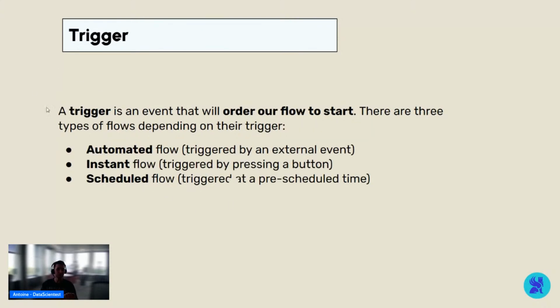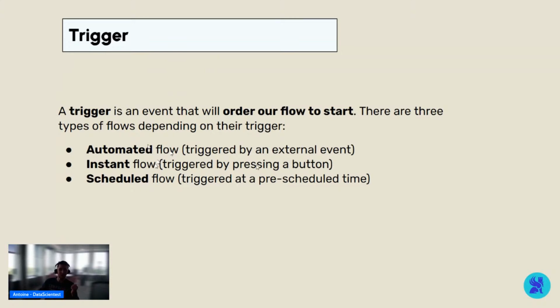So what is a trigger? A trigger is an event that will order our flow to start. It gives an order to the flow to start. There are 3 types of flows depending on their trigger. We can talk about automated flow. An automated flow is when the flow is triggered by an external event. For example, when someone sends you an email, it will trigger your flow.